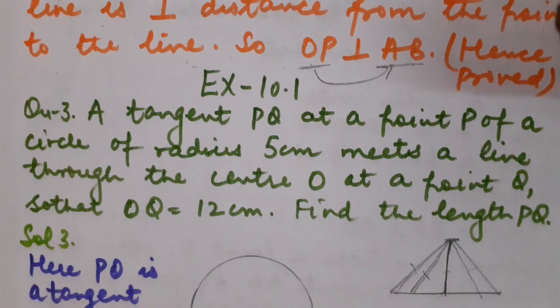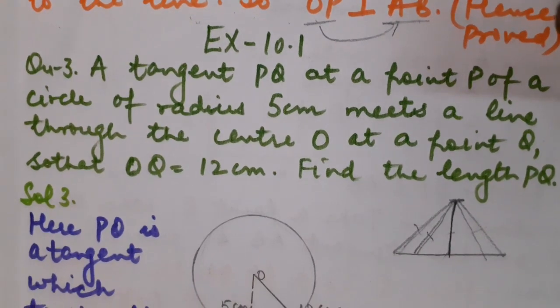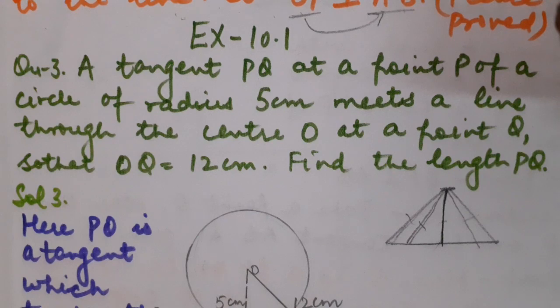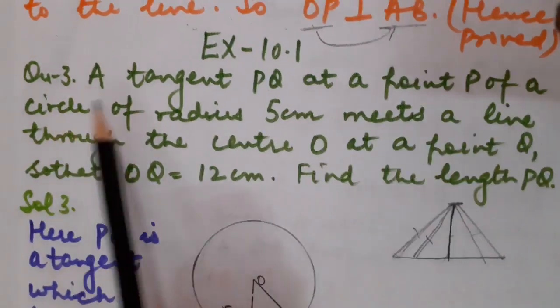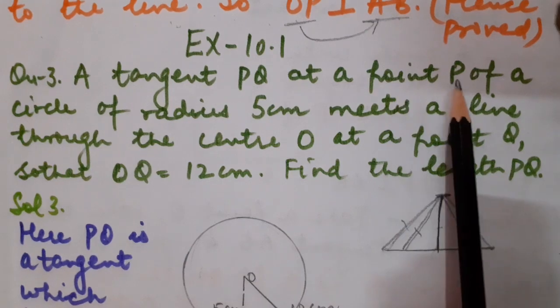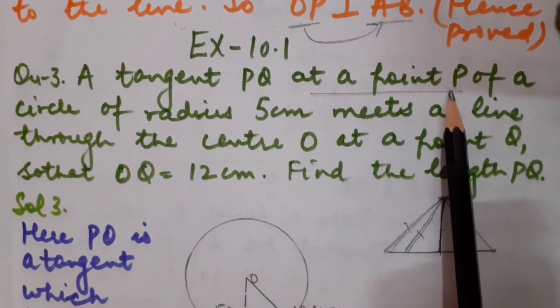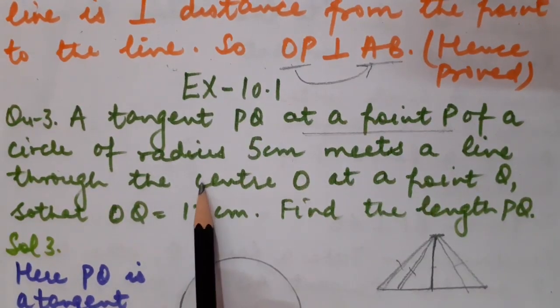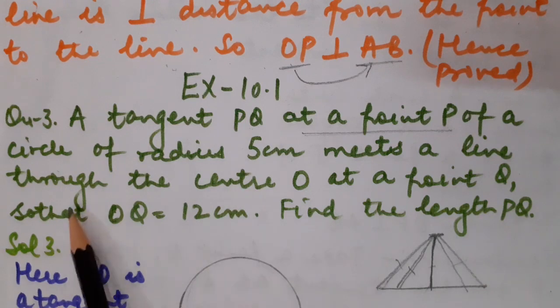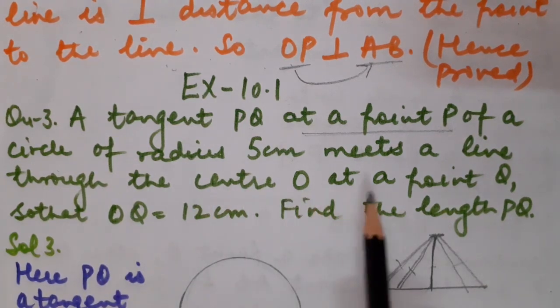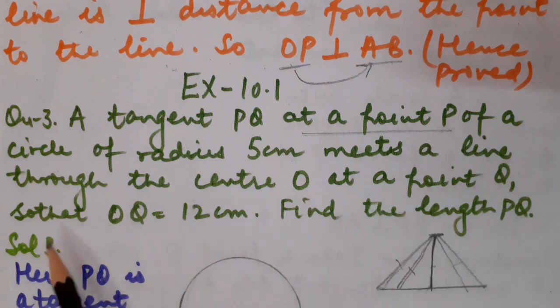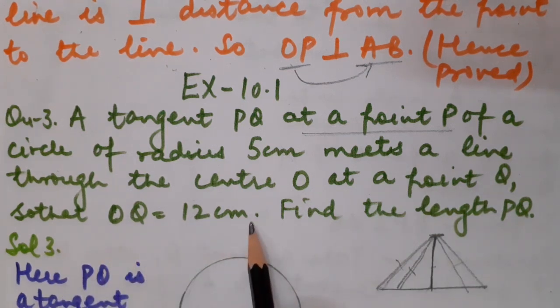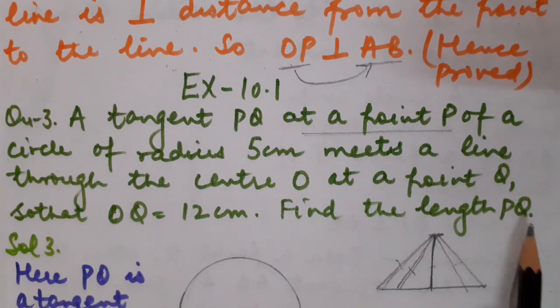Clear, children? Now I am going to take one question from exercise 10.1, which I found a little difficult for you. Otherwise all are very simple, so the rest of the questions you are going to do yourself. Have a look. This is question number 3. A tangent PQ at a point P, through this you can judge that P is the point of contact, of a circle of radius 5 cm meets a line through the center O at a point Q, so that OQ is equal to 12 cm. Then we have to find the length PQ.